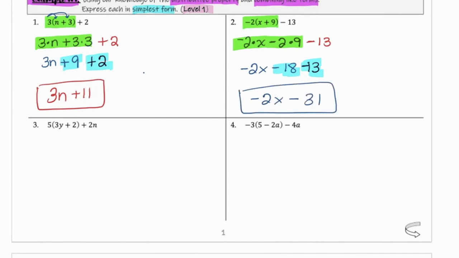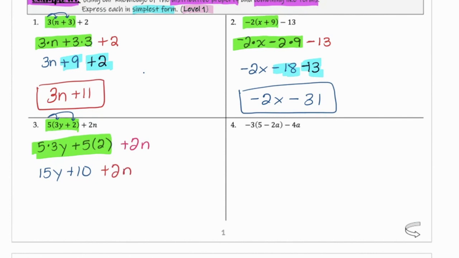All right, number 3, I'm going to start off the same way. I'm going to be distributing 5 times 3y plus 5 times 2. Drop down that positive 2n. Deal with the distribution here. Drop down the 2n. And at this point, can I combine anything? No, there are no like terms, which means I am going to leave it alone. That is my final answer.